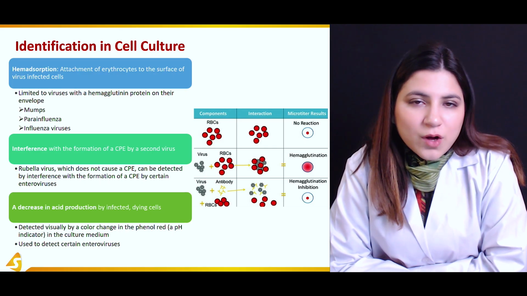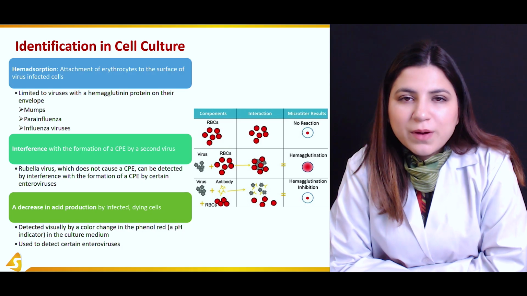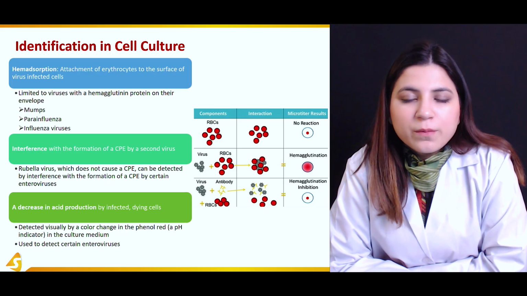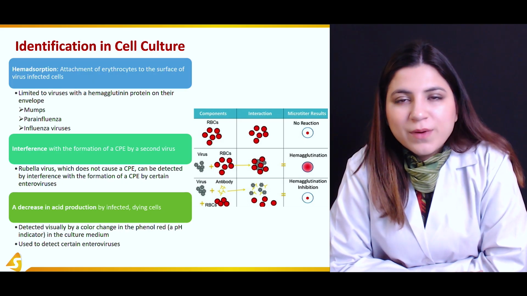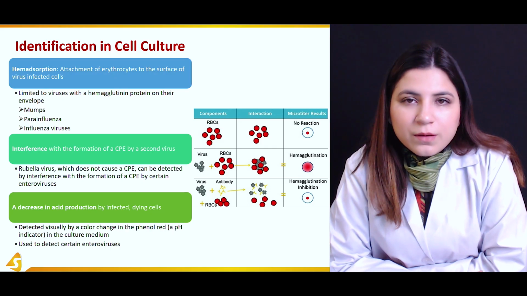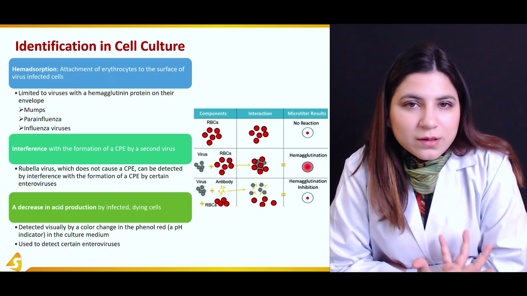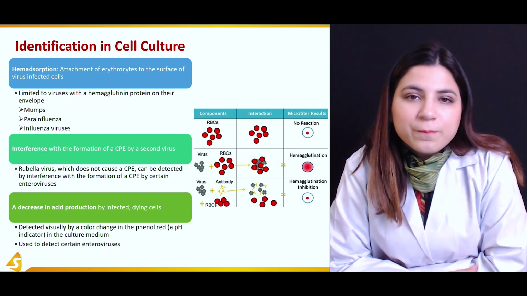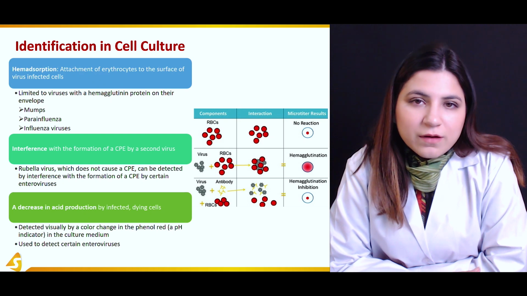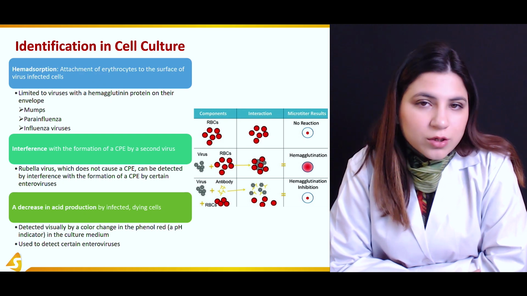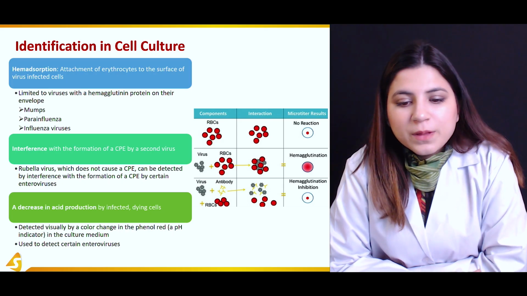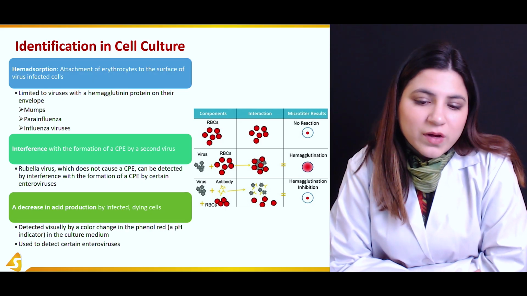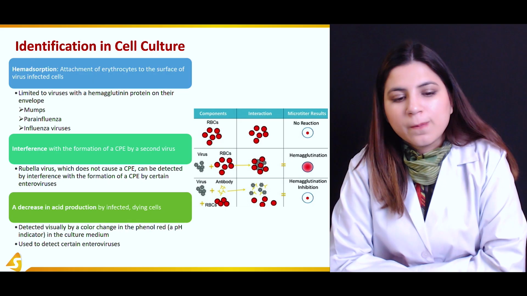Then another form of cytopathic effect that can be caused by a virus is interference, which is the formation of cytopathic effects by a second virus. An example will help us understand this phenomenon in a better way. For example, we have the rubella virus, which does not cause a cytopathic effect, but it can be detected by interference with the formation of cytopathic effect by certain enteroviruses.